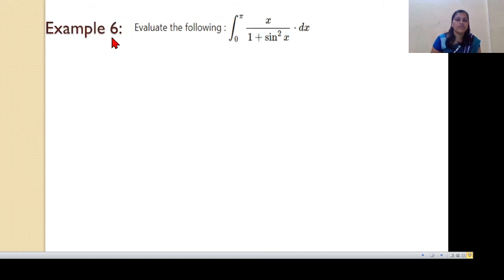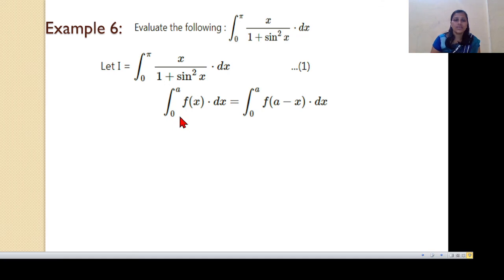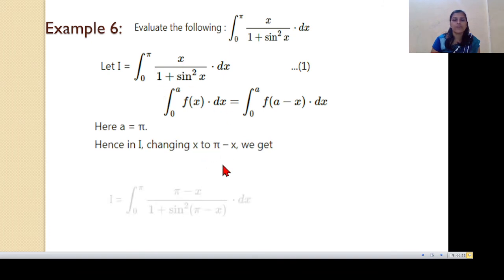Now we will move to our next example, example 6. In example 6, we are going to evaluate the integral from 0 to pi of x upon 1 plus sin square x dx. So we call this I, and we call this equation number 1. In this example, we are going to use this property. So we are replacing this x with the value a minus x. Here the a will be pi. So we are going to replace this x with the value pi minus x.